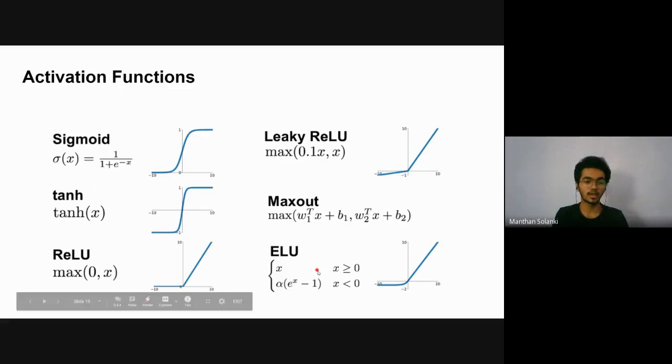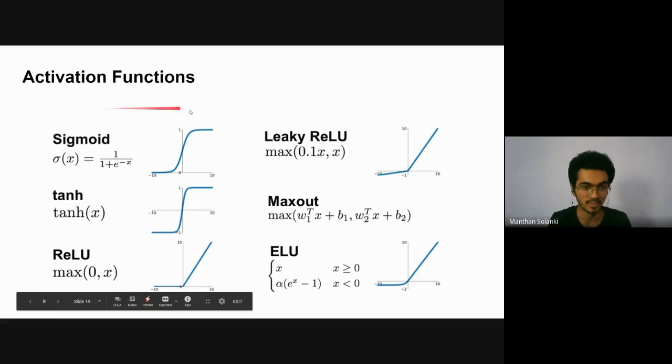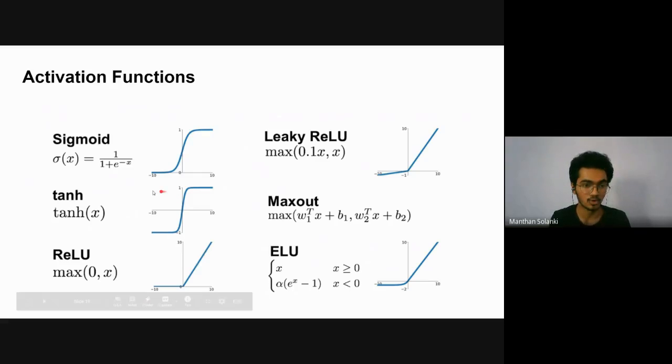But what is the sigmoid? Let's look at the sigmoid activation function first. The formula is sigma of x equals 1 by 1 plus e raised to minus x. What does this sigmoid activation function do? Whatever the input coming to this activation, it simply gives the output from 0 to 1.